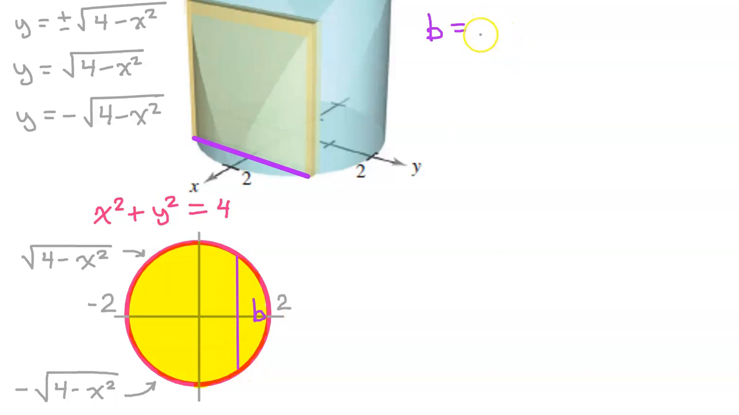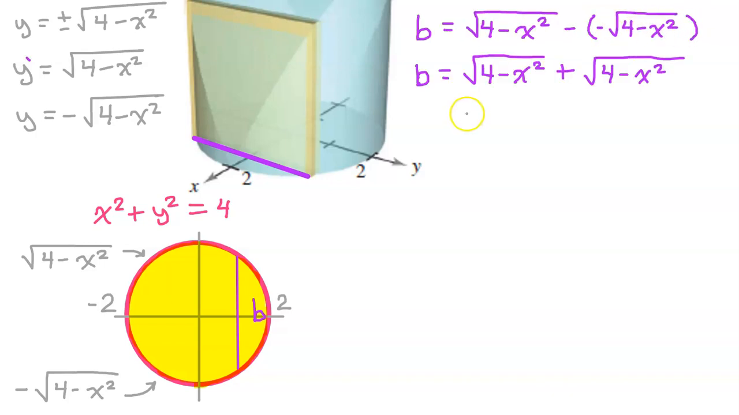So it will be positive square root of 4 minus x squared minus negative square root of 4 minus x squared. But this is the same as the square root of 4 minus x squared plus the square root of 4 minus x squared. So we have our expression for the length of the base of each slice, 2 times the square root of 4 minus x squared.